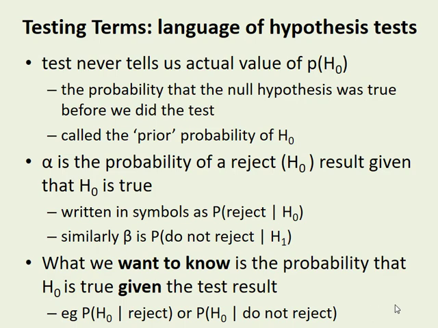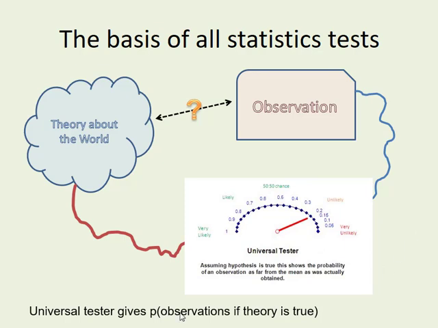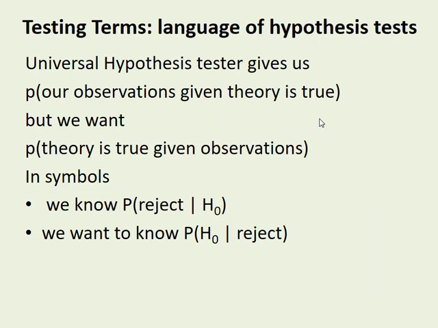Now, remember the basis of all statistical tests is this: you have a theory of the world in your mind, maybe the null hypothesis, and you see some observations, your test results. The probability is given by the software or the calculation you do. You work out the probability of seeing this observation if the theory is correct. So we've got the probability of our observations given that the theory is true.